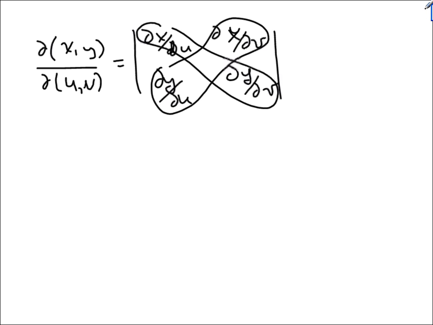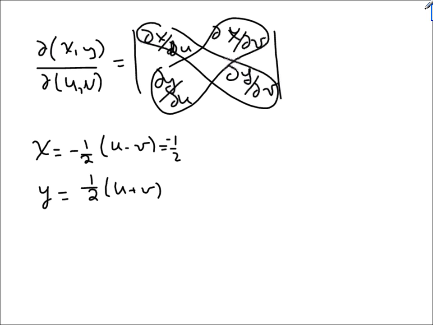So let's compute a Jacobian. Suppose x is negative a half u minus v, and I meant to write y. Y is equal to, say, a half u plus v. That is, it's negative a half u plus a half v. A half u plus a half v. So, for shorthand, I'll call it J for Jacobian.